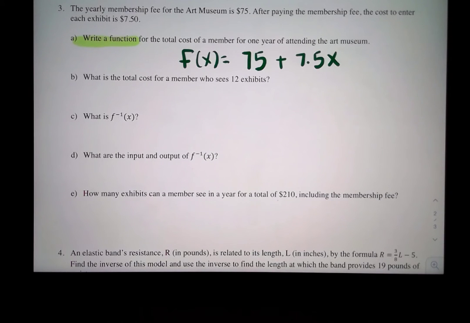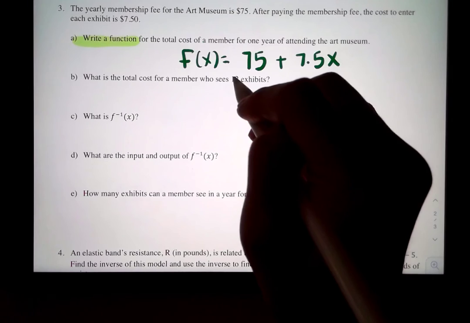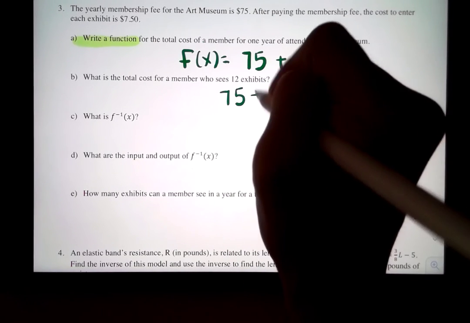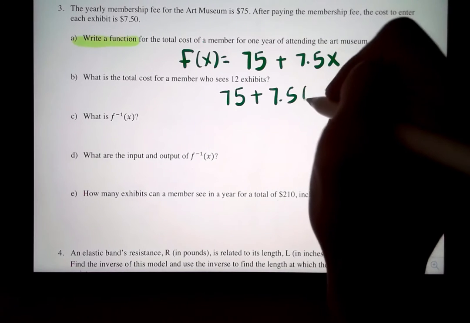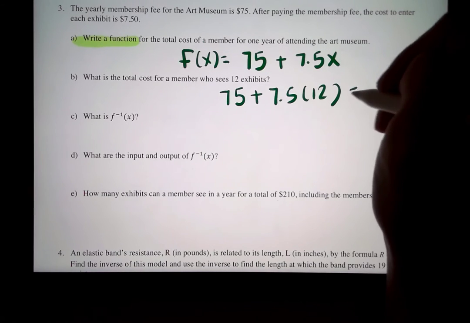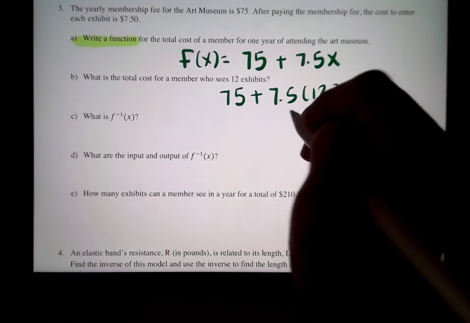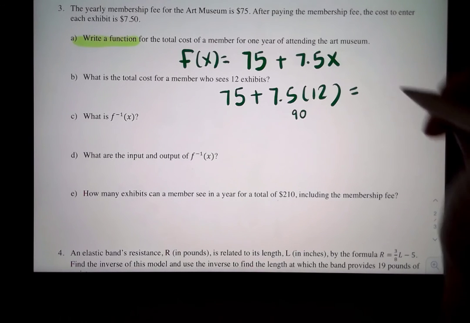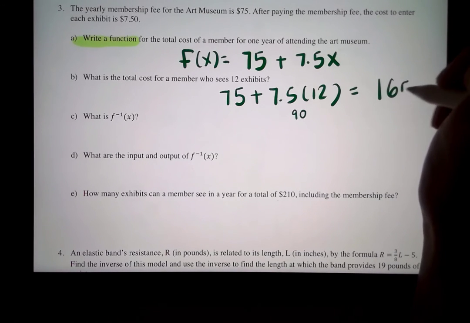So that's my function. And once you get your function, you can get B by plugging 12 into x. So 12 exhibits, you put 12 into x, then you get 75 plus 7.5 times 12, right? Then this is 90. So 90 plus 75, then you get $165.